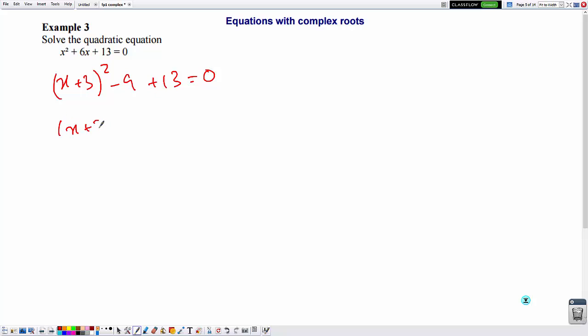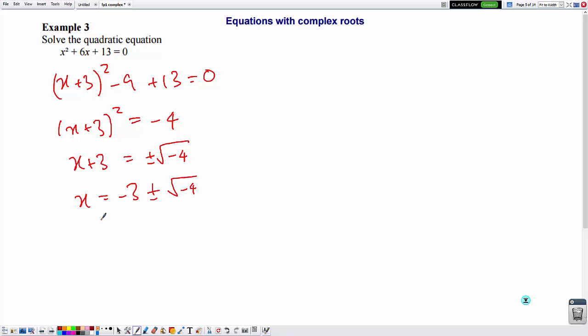Let's rearrange it. Remember, we're trying to solve, we're trying to find x. So that gives us 4, take it over, so minus 4. Now when I do the square root, x plus 3 is equal to the square root of minus 4. Remember, plus or minus when you're solving an equation like this. We'll leave this alone for now. Before, you said, oh, I can't do this, but we can do this now. So x is equal to minus 3 plus or minus the square root of minus 4.